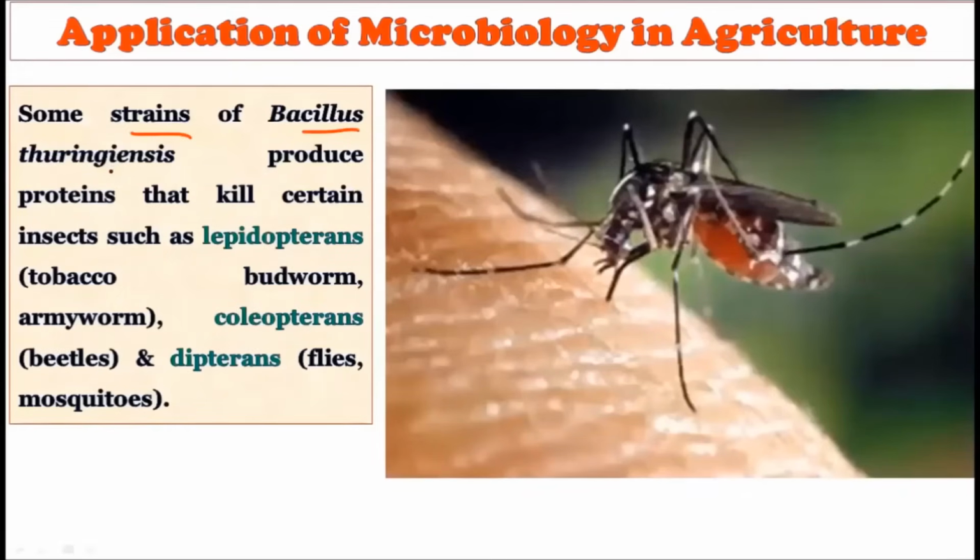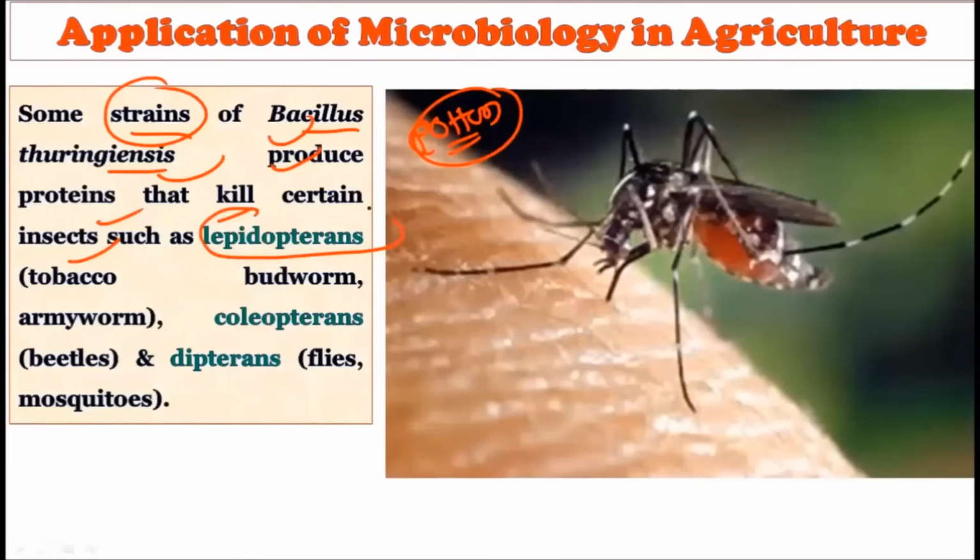Now some strains of the Bacillus thuringiensis, ओके, देखिए सिर्फ कॉटन के लिए ही उसका एप्लीकेशन नहीं है, it is not restricted to the cotton only. Now some strains of the Bacillus thuringiensis produce the protein that can kill other insects, certain insects such as the lepidopterans like tobacco budworms or armyworms, then coleopterans which are beetles, then dipterans which are flies and mosquitoes. So all these can be killed by using the Bacillus thuringiensis strains.